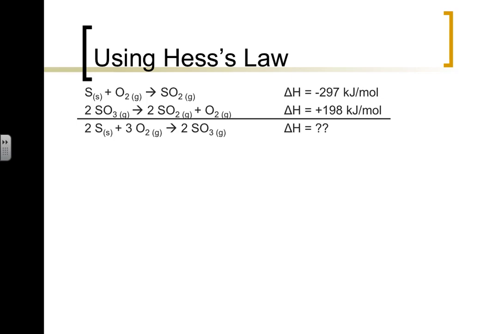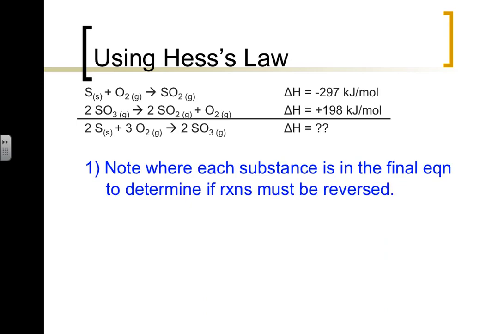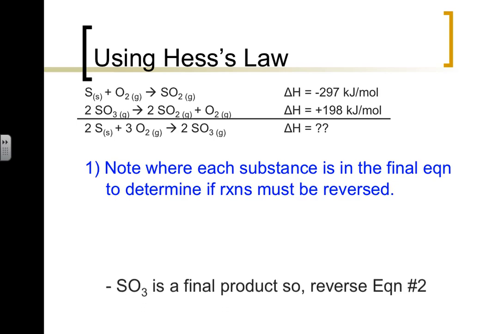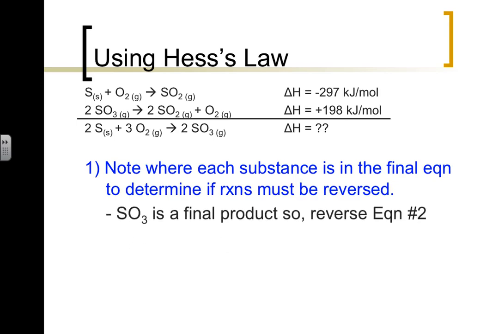The first thing that you'll always want to do as you begin to work with Hess's law and the manipulation of thermochemical equations is to note where each substance is in the final equation and determine if reactions must be reversed. So what do I mean by that? Well, if you look at the final equation, this is what we're trying to match. Do you see how the sulfur trioxide is a product? Yet the sulfur trioxide listed in this equation is a reactant, and that doesn't match. We've got to make it all match. So if sulfur trioxide is a final product, we need to reverse equation number 2.